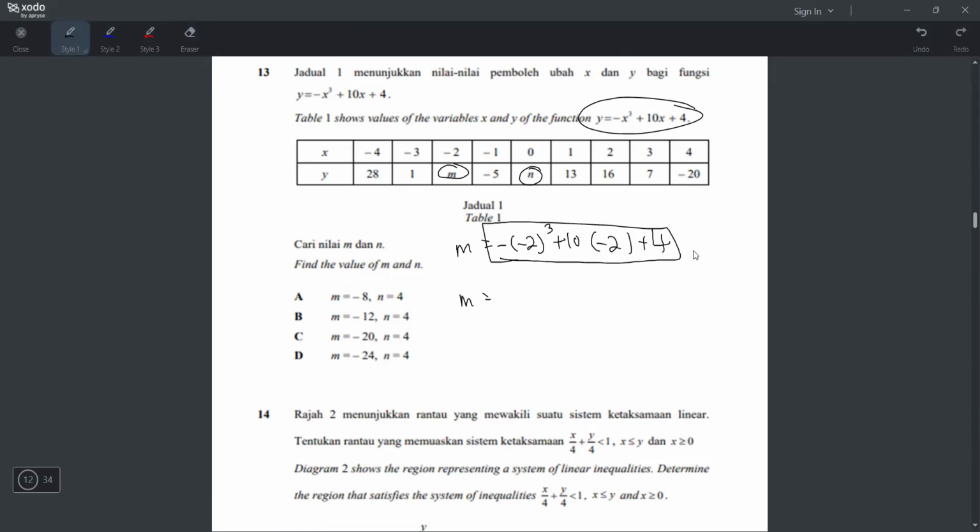Okay, my calculator gives me negative 8. Okay, negative 8. So let's look at A, B, C, D. What is m? Negative 8. So A is the answer. This one wrong, wrong, wrong. So yeah, A is the answer.